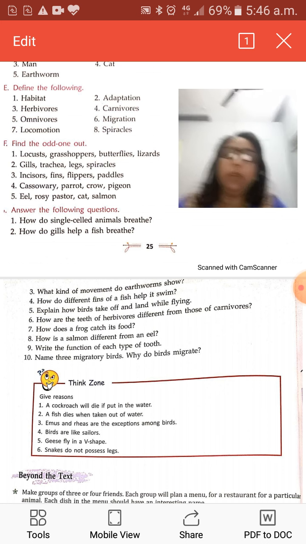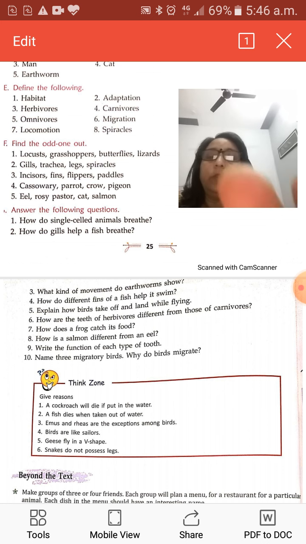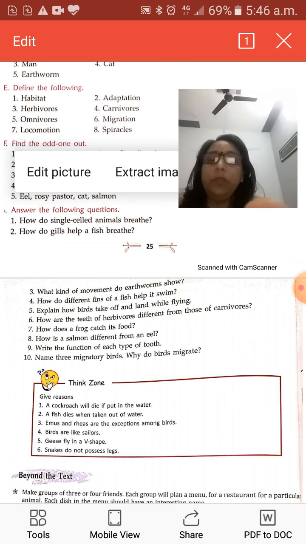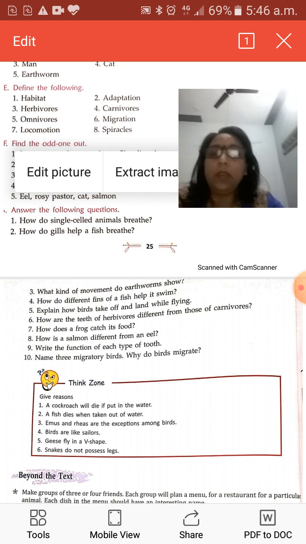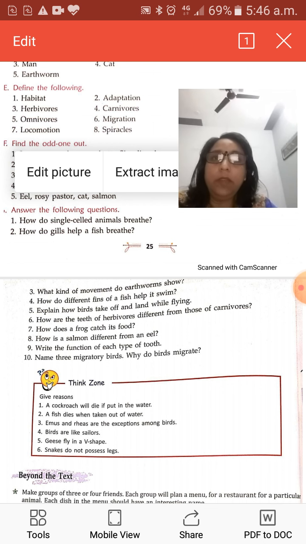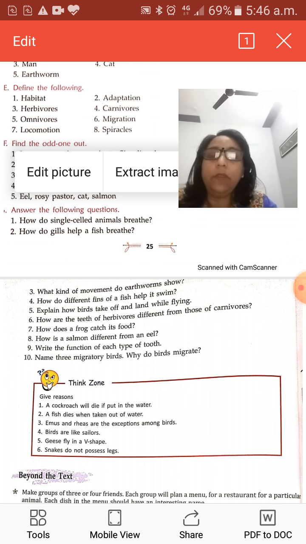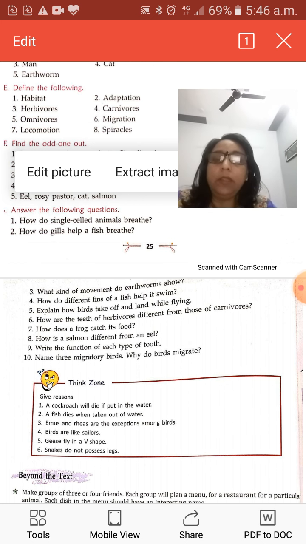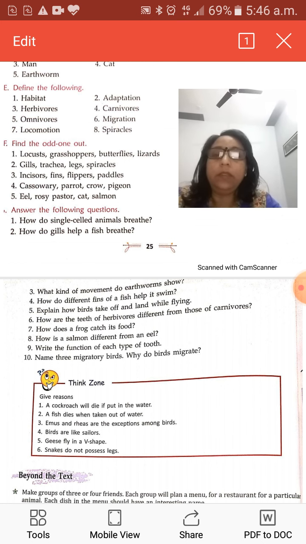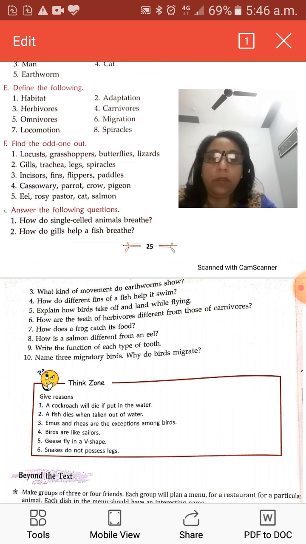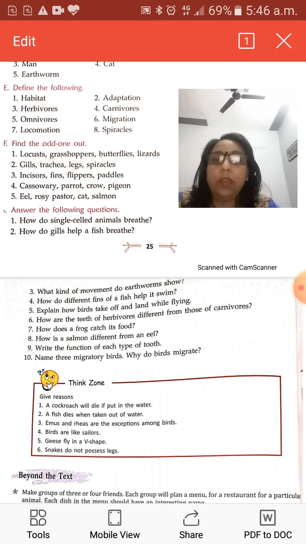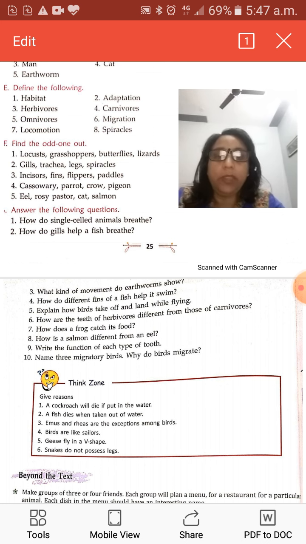Yesterday, if you have remembered, we have done up to the D part. And today we have to start with the E part, and that is define the following. So here we are going to start with habitat.